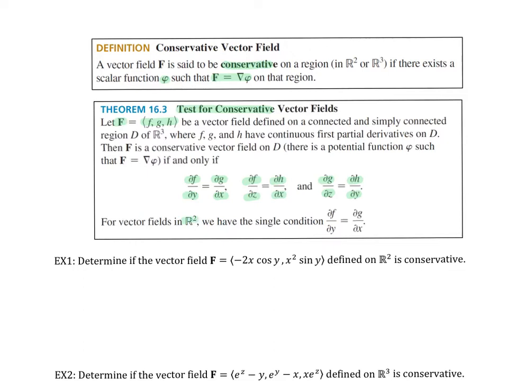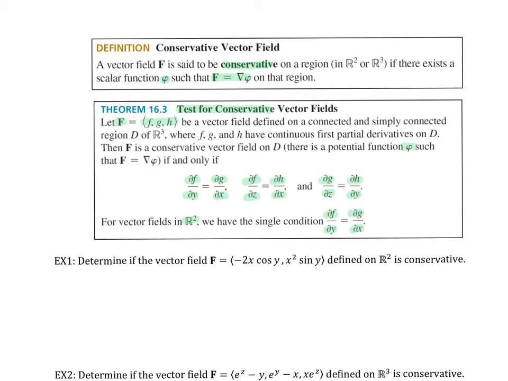But if you're in R2 or 2-dimensional space, you just have this single condition, and the partial of f with respect to y is equal to the partial of g with respect to x. So if the condition is met, then the vector field is conservative. What that means is this potential function phi, it exists.